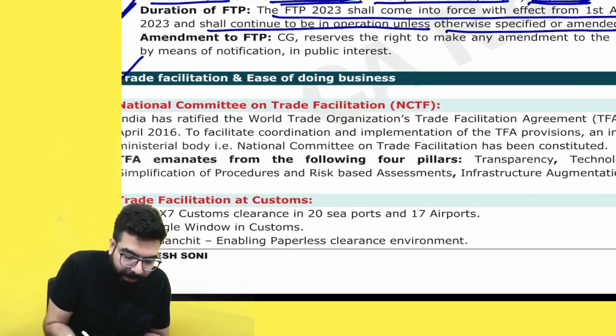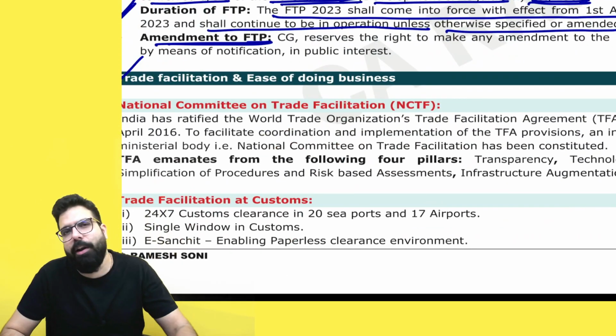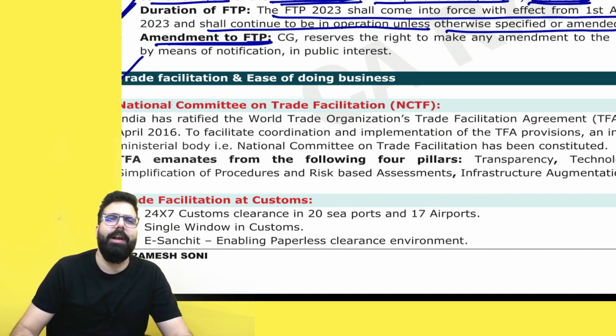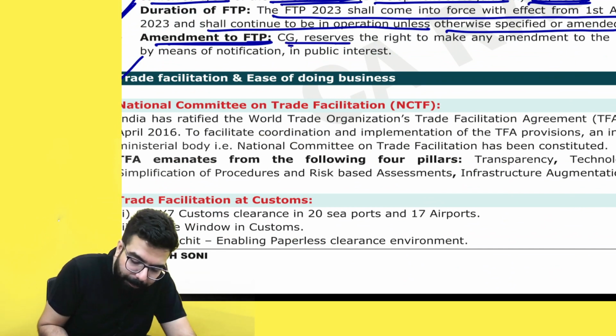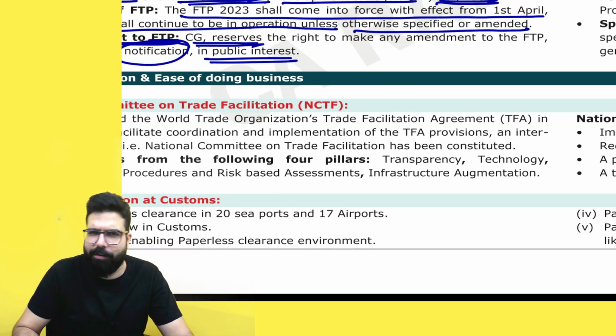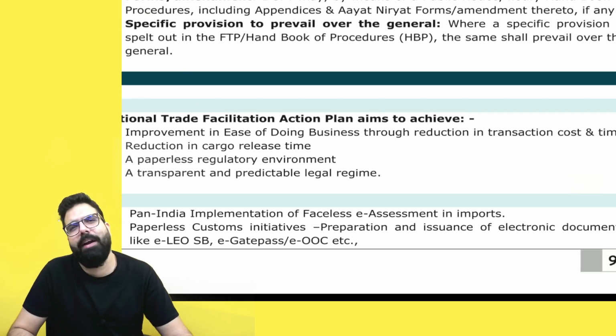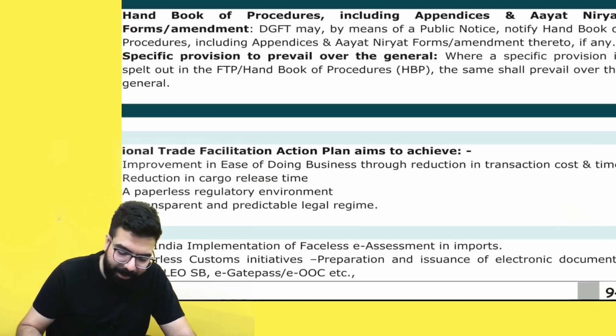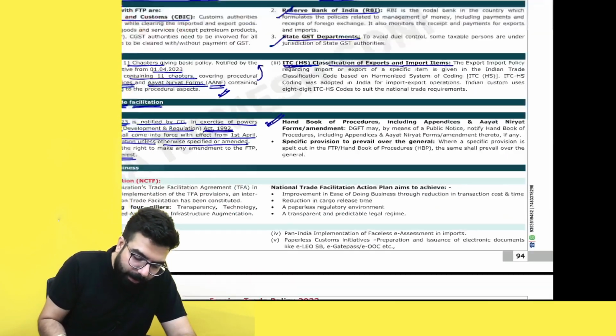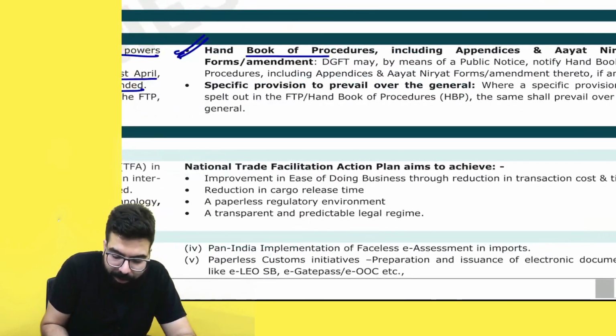The next one, amendment in the foreign trade policy. The central government has the right that whenever it wants, it can amend the foreign trade policy by issuing a notification in public interest. Amendments are done by issuing a notification in public interest. That's all. Then the next one, the handbook of procedure including appendices and Aayat Niryat forms.